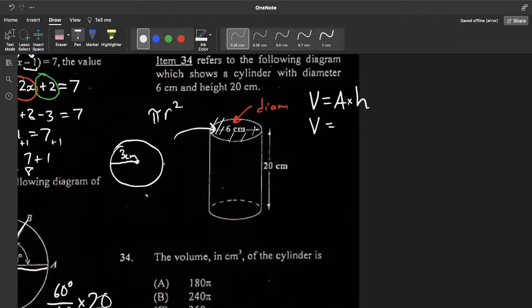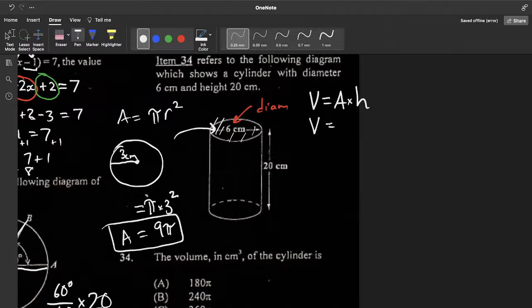So if it's 3 and the area is equal to pi r squared, we could say that the area is equal to pi times 3 to the power 2. What's 3 to the power 2? 9. So then the area is 9 pi. Okay, so then we'll say now, using this, the area is 9 pi. And what is our height? Our height is 20.